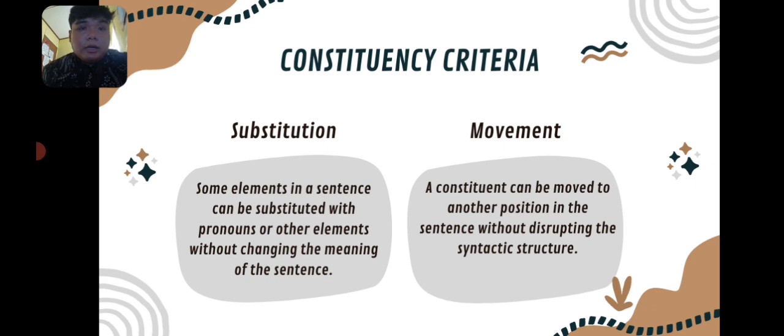And here are some constituency criteria. The first is substitution. In substitution, some elements in a sentence can be substituted with pronouns or other elements without changing the meaning of the sentence. And in movement, a constituent can be moved to another position in the sentence without disrupting the syntactic structure.